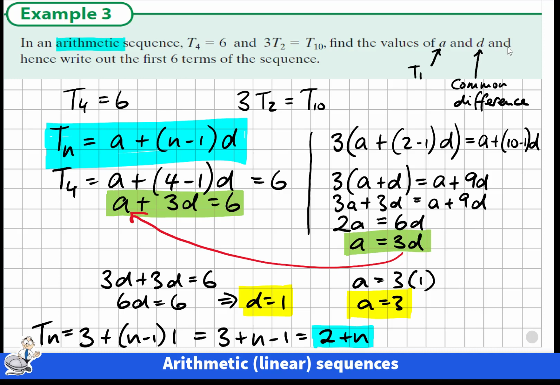So the first term is n equal to 1. The sequence then, when I put in 1, I'm just getting 2 plus 1, which is 3. The second term is 2 plus 2, which is 4. You can see it's 1 times n, so it's just counting up by 1. So it's 3, 4, 5, 6, etc. That's the terms in the sequence.